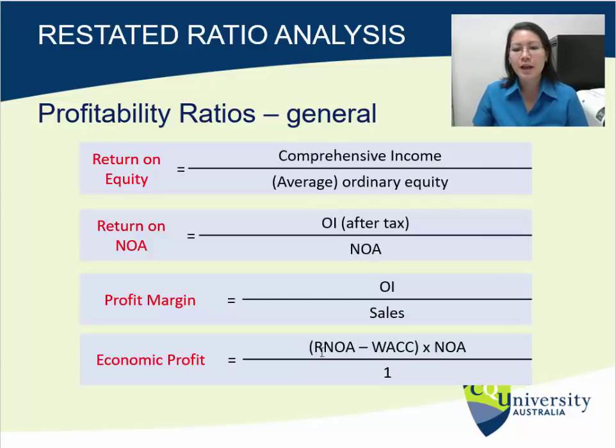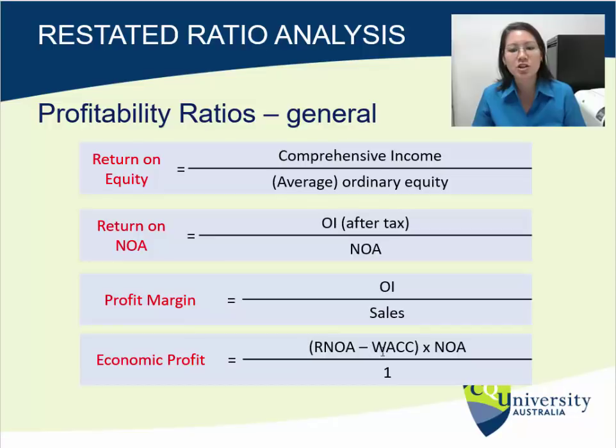And so we say, okay, this is the return that our operating assets are generating us. Take away the cost of capital. So that's the extra profit that we're generating over and above our cost of capital. And then multiply that percentage figure by your net operating assets to get an economic profit, just to make it into a dollar value, essentially.